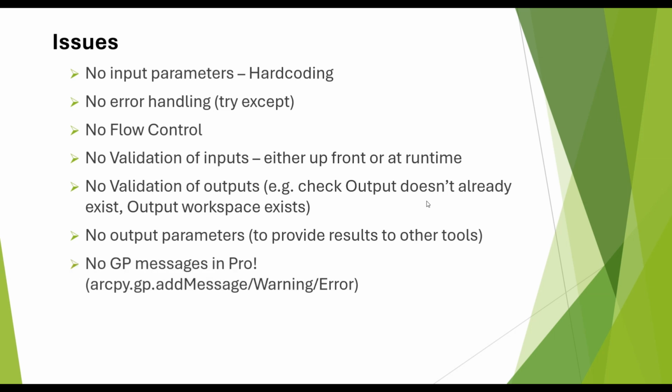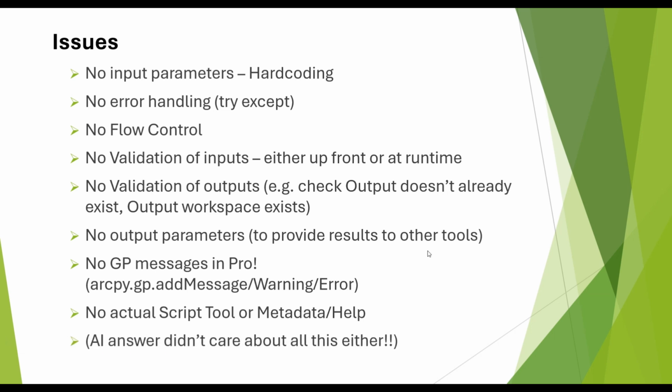There are no GP messages in Pro, just using print statements. So if you want info, warning, or error messages to appear on the script tool in Pro, you need to use ArcPy methods. You can't just use print in Python. There's no script tool metadata or help. Very lazy, not documented at all.